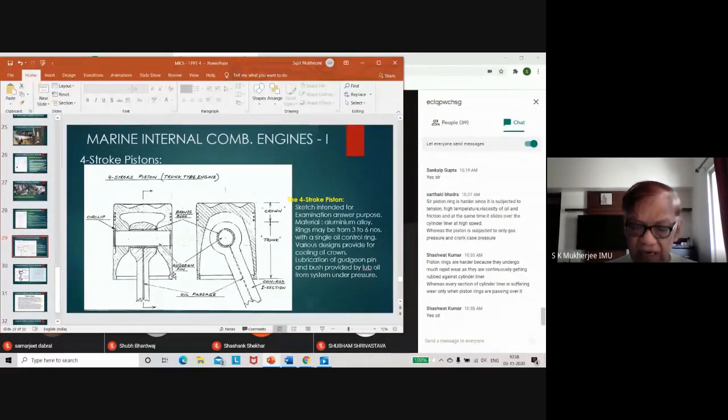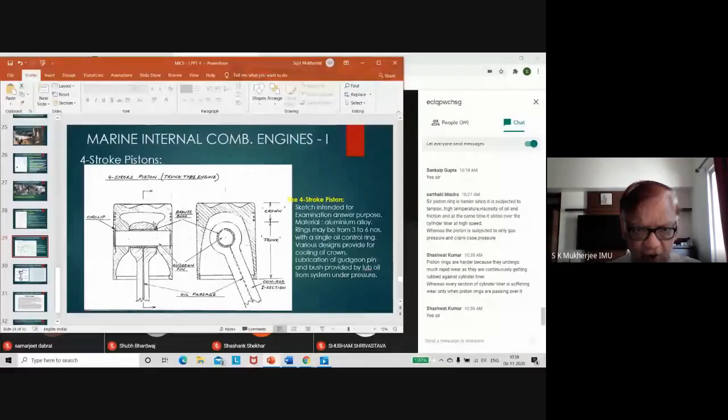So that control ring resists any oil from going into the combustion chamber. So it is an oil control ring. Sometimes it is called oil scraper ring. The important part of this piston, remember, is called the boss and strut region. What is a strut? A strut is basically a beam. So the gudgeon pin acts like a beam.